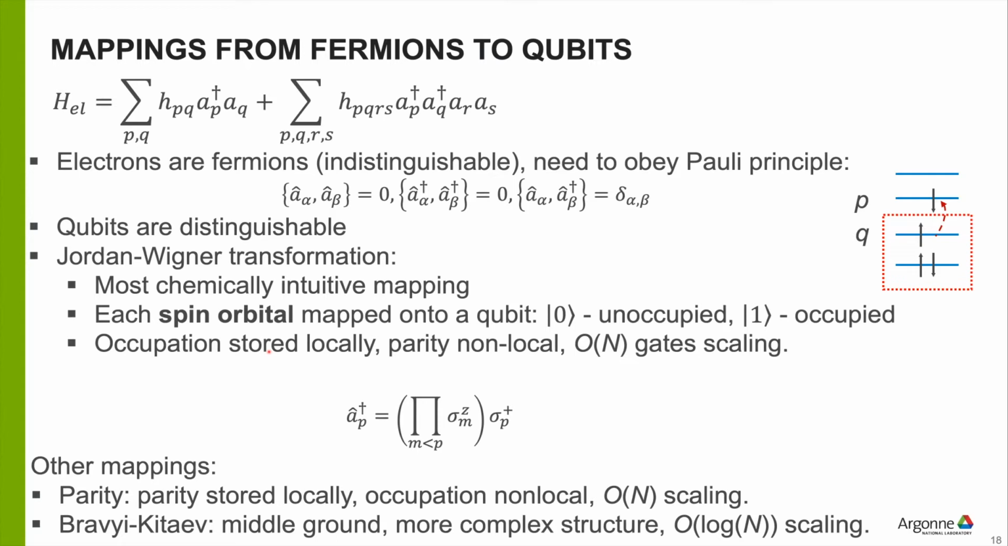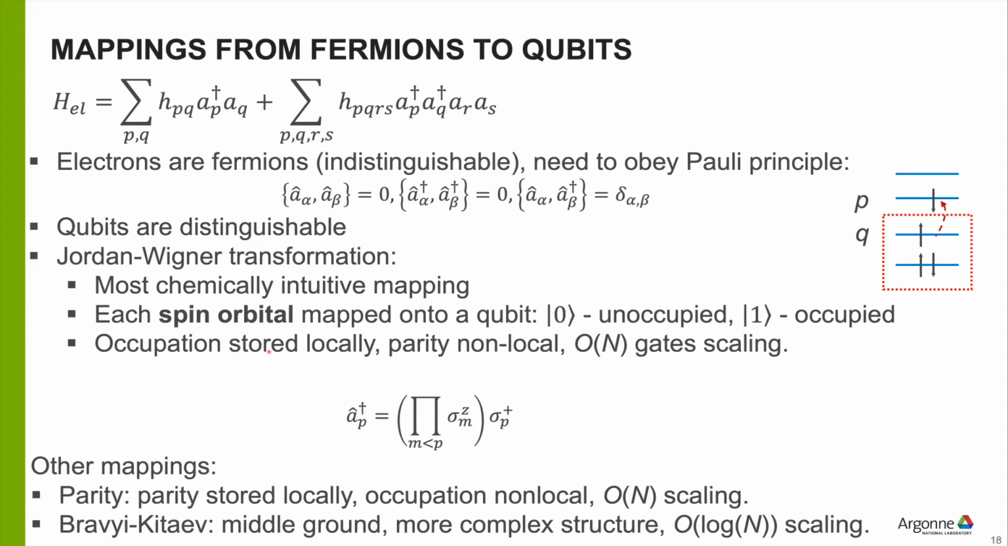Because electrons are indistinguishable, they need to obey the Pauli principle. So we have to have a wave function that's anti-symmetric with respect to exchange of two electrons, but qubits are distinguishable, and therefore it is not as straightforward as we would want it to be.